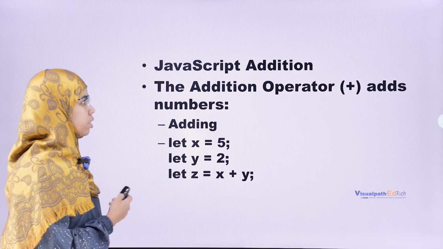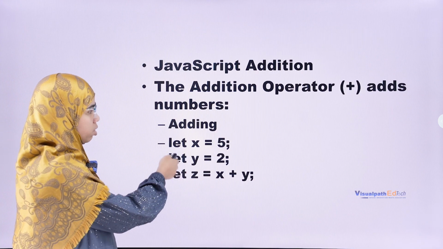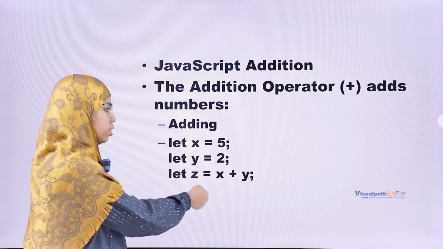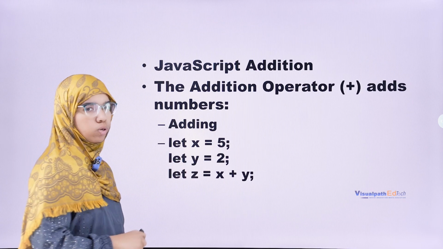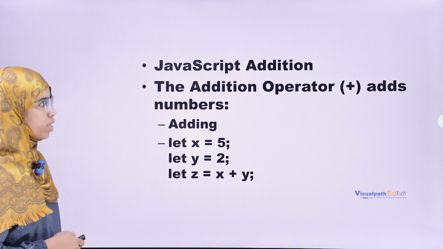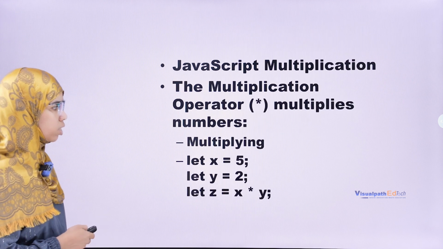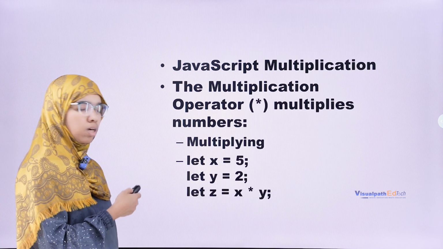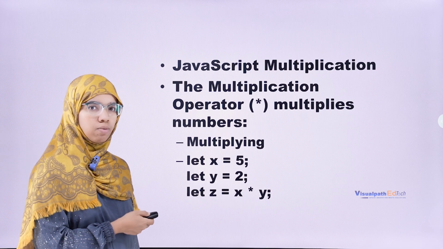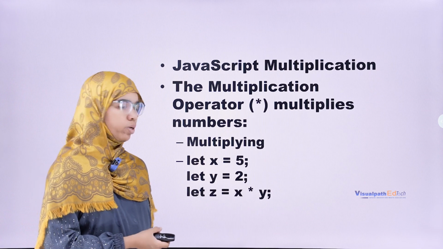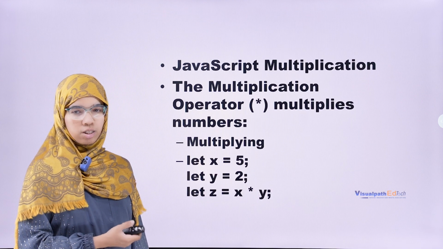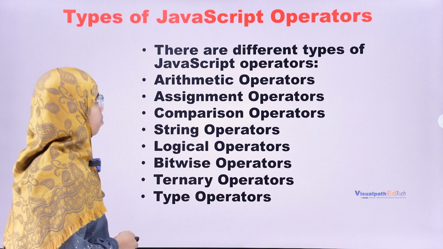Now, performing the addition, okay. If you see, we are performing the addition of two variables here, x and y, and the value will be stored into the z variable. So this is the arithmetic plus operator, we can say. Multiplication, again, what we can say here is, we are multiplying the values of two variables x and y by using an asterisk symbol. In between operands, we have an operator that is performing the calculation.